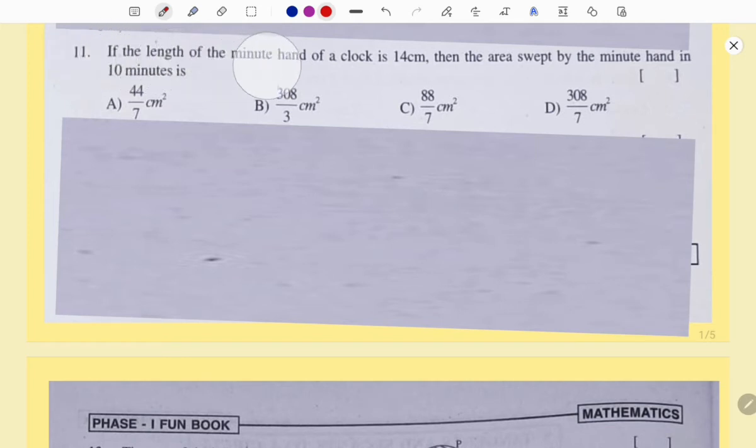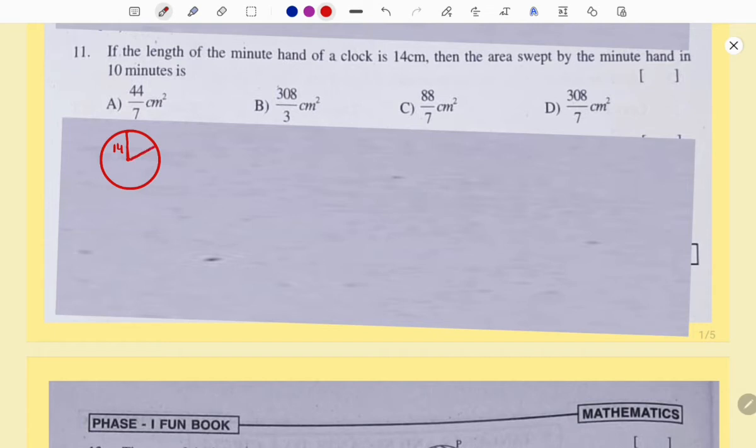If the length of the minute hand of a clock is, suppose this is the clock, and this is the center of the clock, and this is the minute hand. How much length is it? 14 centimeters. So the area swept by the minute hand in 10 minutes is asked.